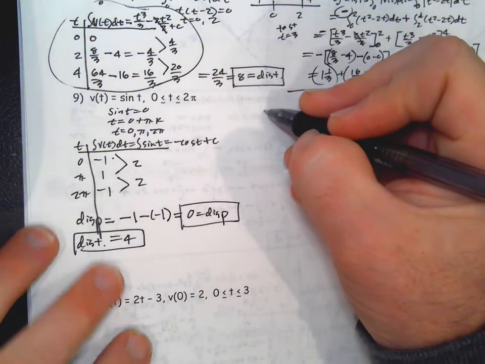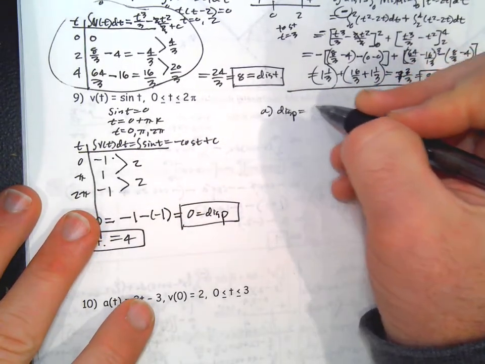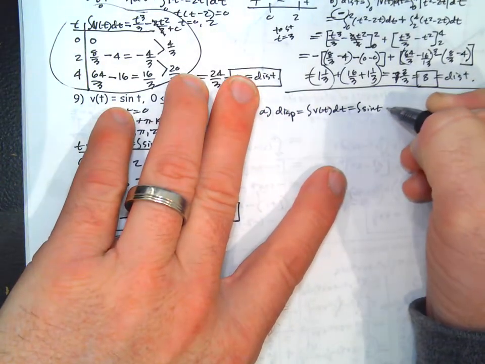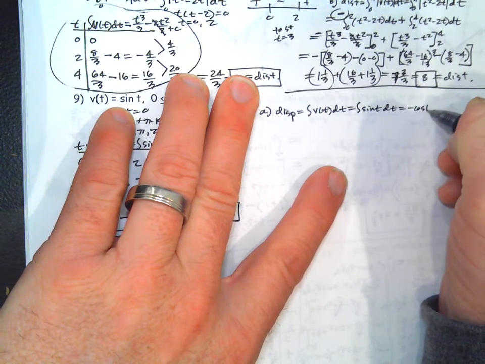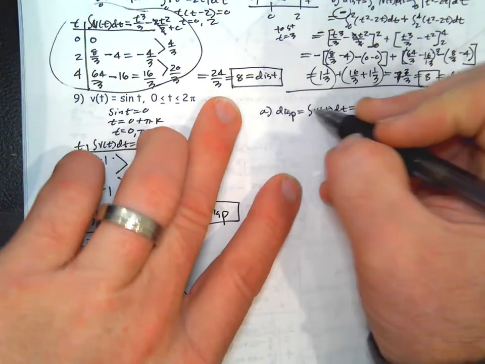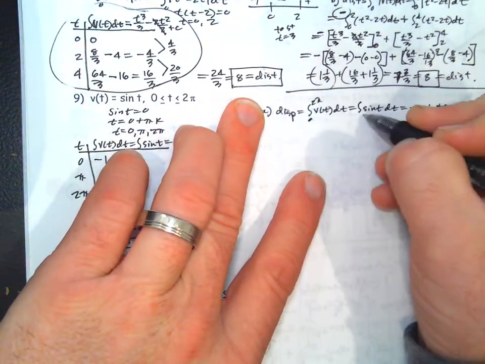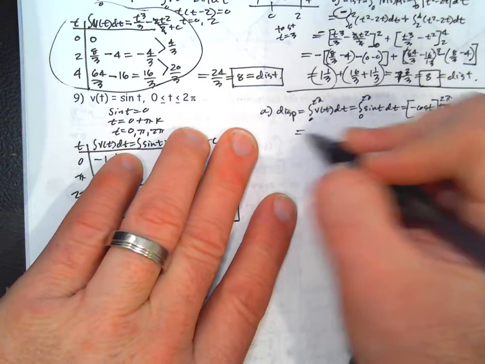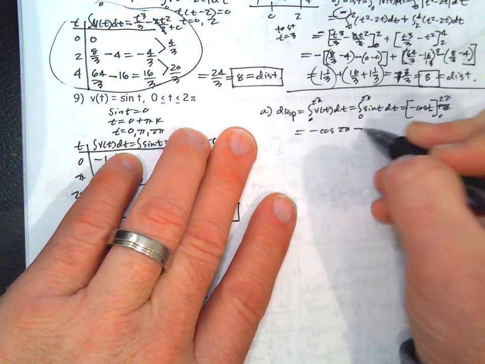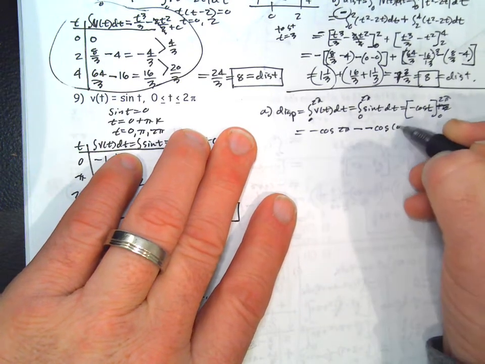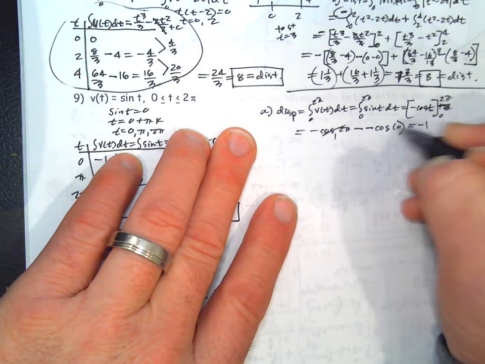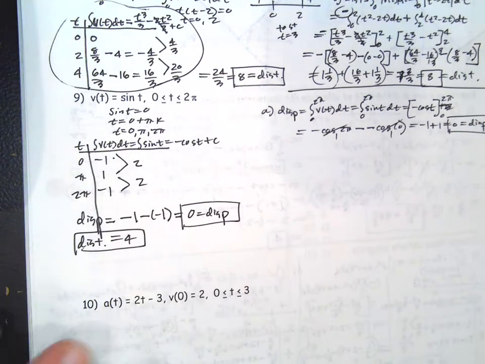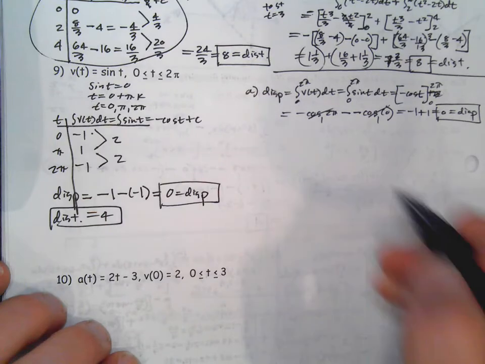Otherwise, you're going to say, okay, well, displacement is the integral of velocity, which is the integral of sine t, which is negative cosine t. And you can plug limits in, 0 to 2 pi. So you get negative cosine of 2 pi minus negative cosine of 0. This is 1. This is 1. And we get 0. But we could have just got that from our nice little table that we built for distance.